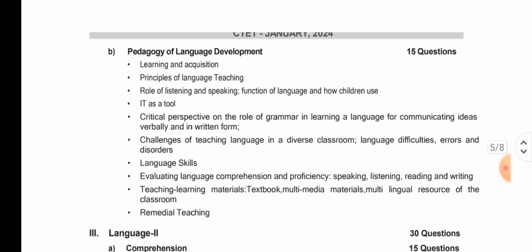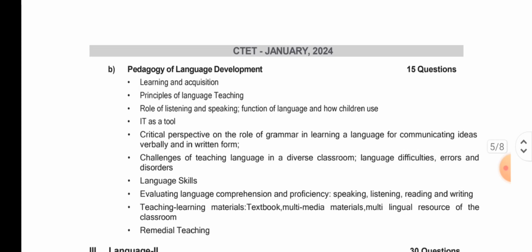Let's see now B, what we have in B. Here also you'll have 15 questions. How many questions? 15 questions. So pedagogy and language development. See, as I was telling you, right?